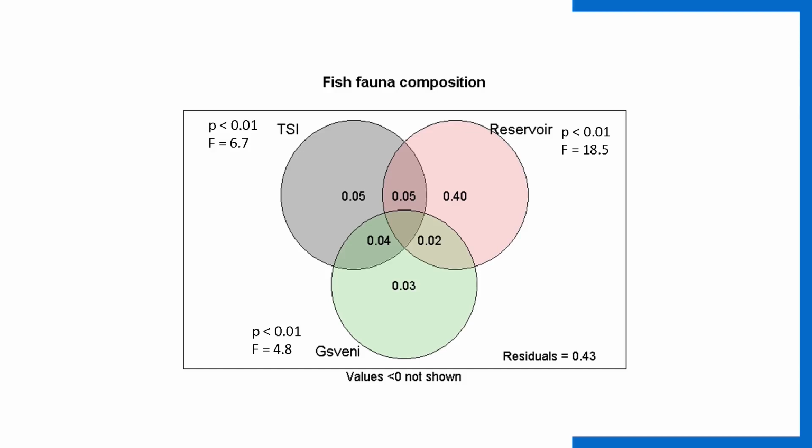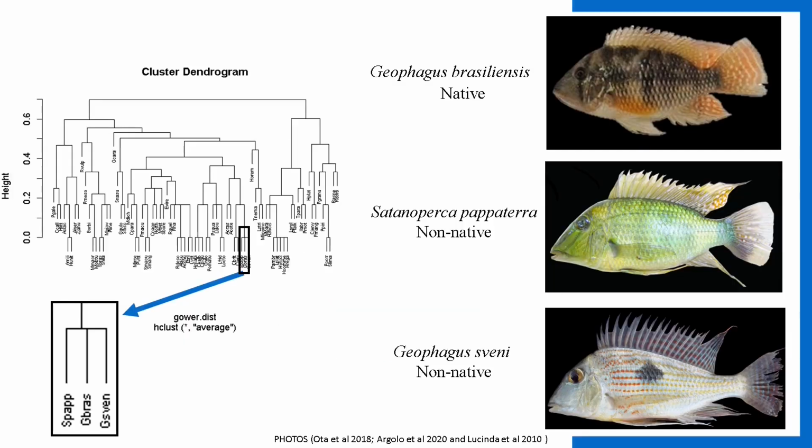But the abundance of the invader contributes to changes in the fish fauna composition. Also, we saw that the time since the impoundment and the water conditions also contribute to change in the fish fauna composition. And by the phylogenetic tree and the cluster of the functional traits, we found two potential competitors of the invader. They are Geophagus brasiliensis, a native from the Paraná River Basin, and Satanoperca pappaterra, a non-native fish species, but very close phylogenetically to the other two species.